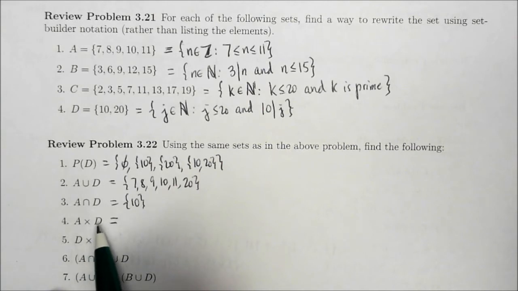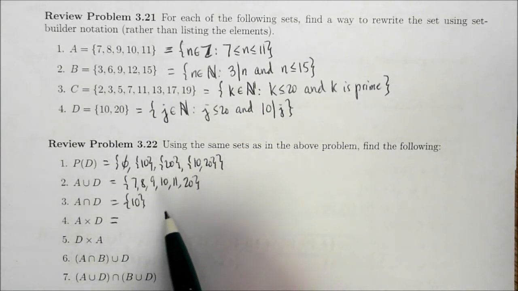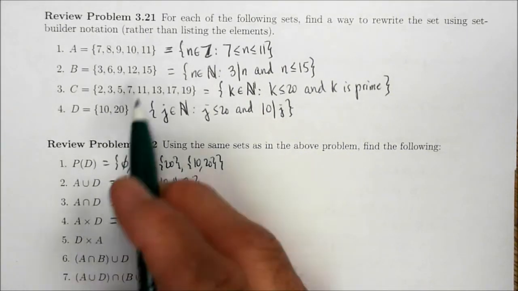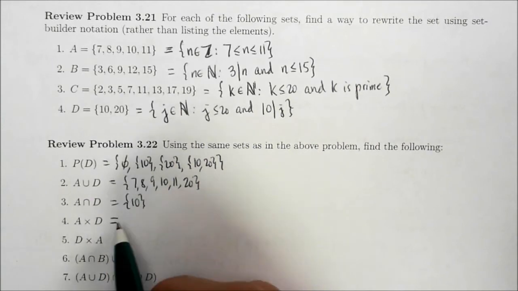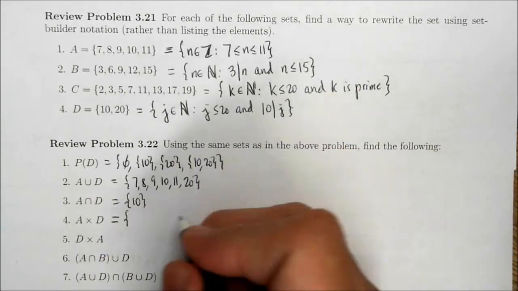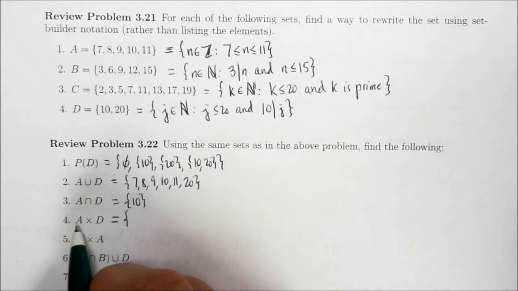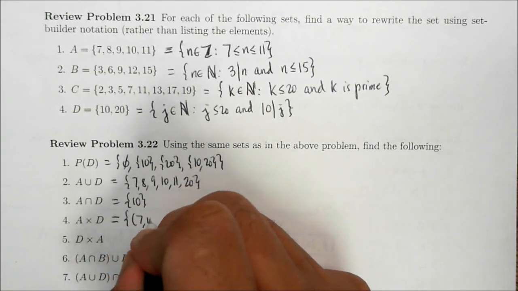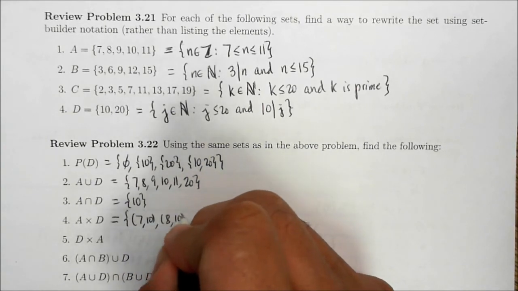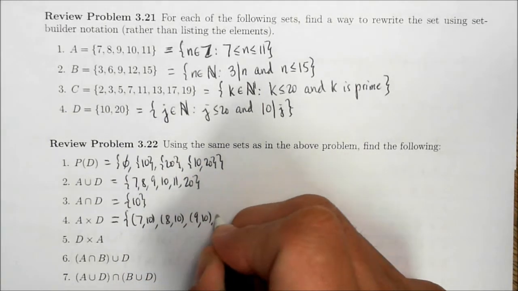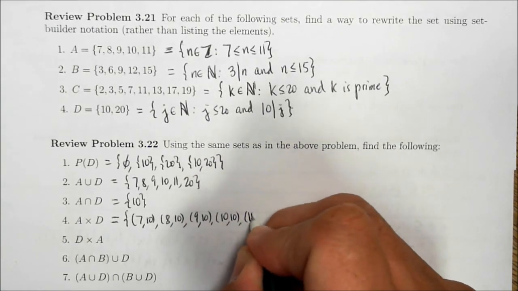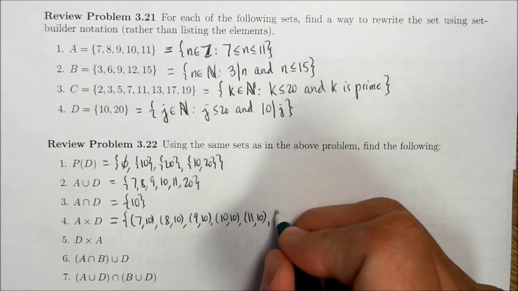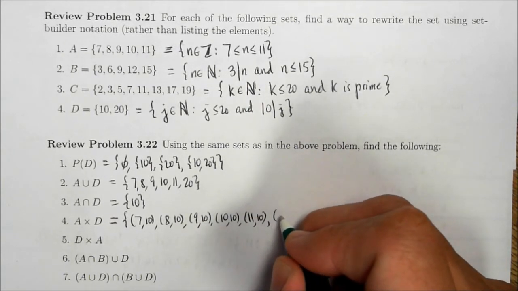All right, A cross D, A times D, the Cartesian product of A and D. All right, this is going to have 10 ordered pairs. So A has 5 elements, D has 2 elements, and so this will have 10 ordered pairs. So this means the first part comes from A, and the second part comes from D. So (7, 10), (8, 10), (9, 10), (10, 10), and (11, 10). So that's the first 5 ordered pairs. Then the next ordered pairs with 20 as the second value.